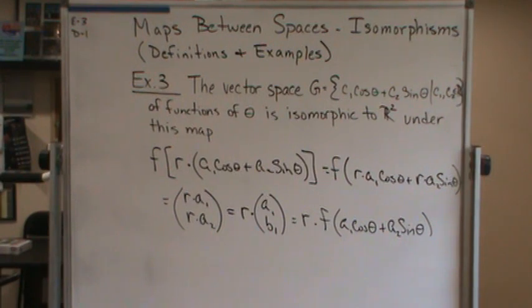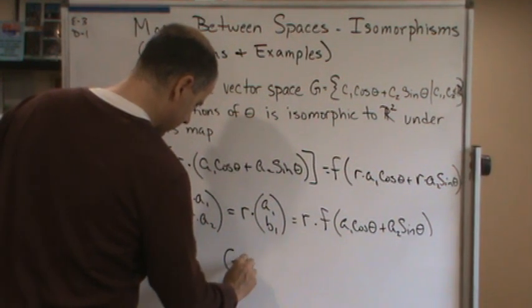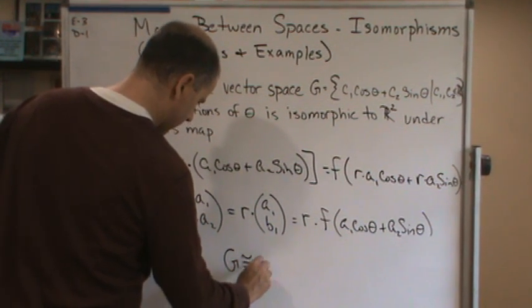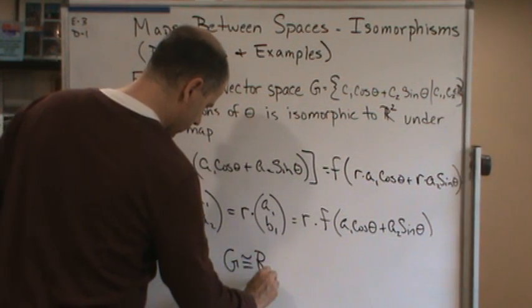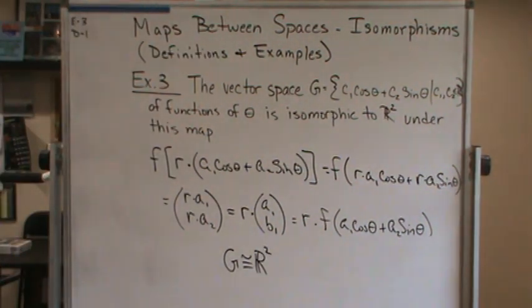And so with both of those conditions verified, we know that f is an isomorphism, and we can say that the spaces are isomorphic. So in other words, we can write G is isomorphic to R2. And that's it.